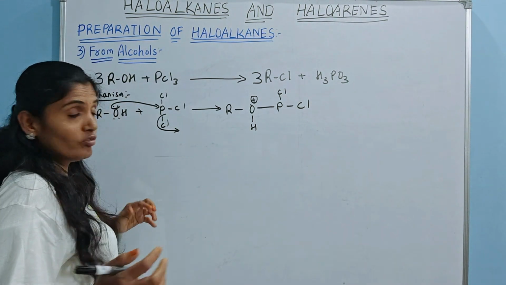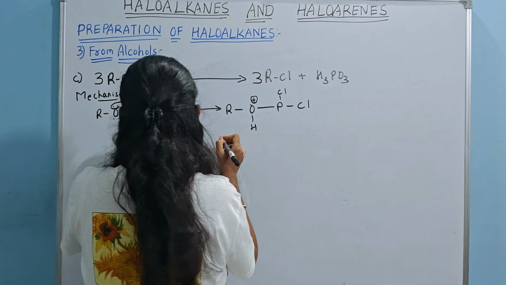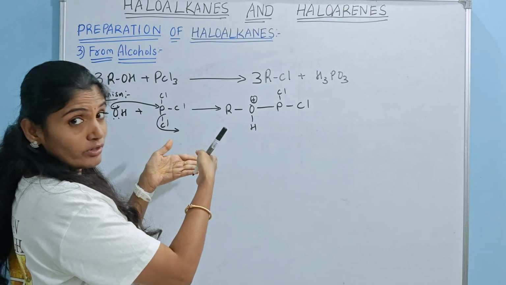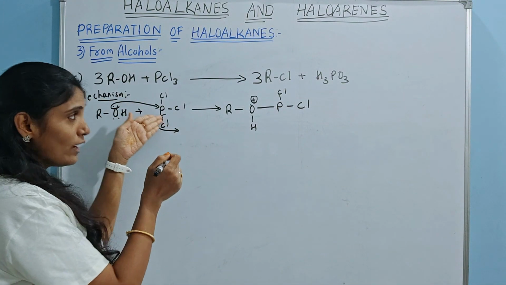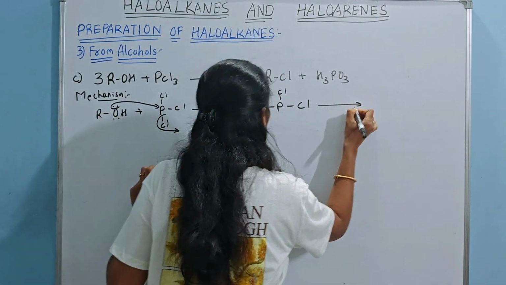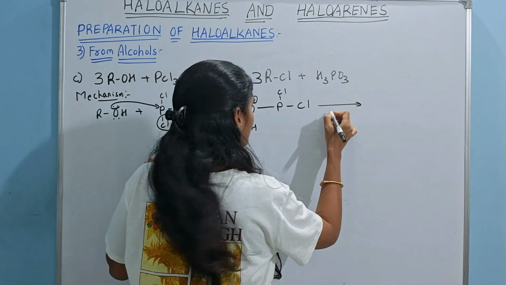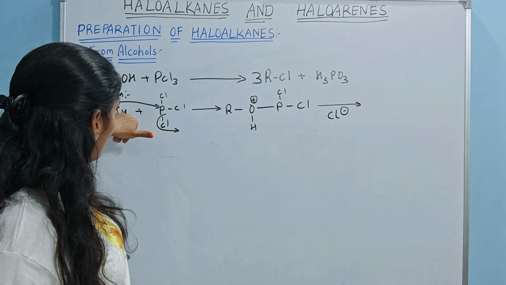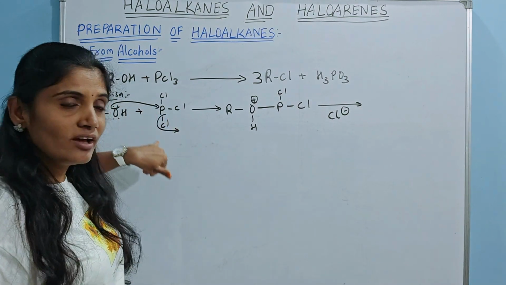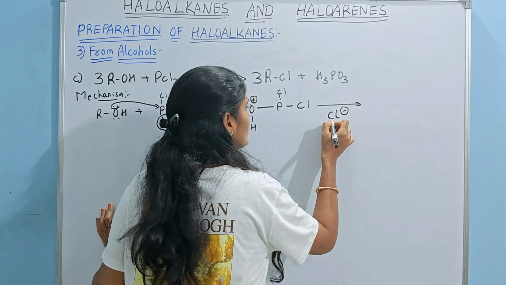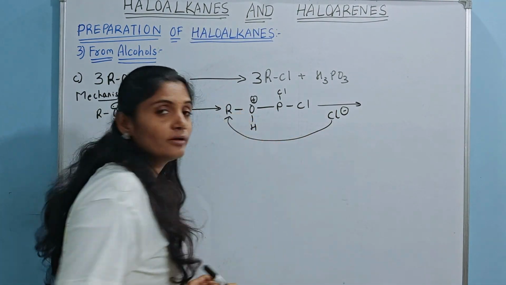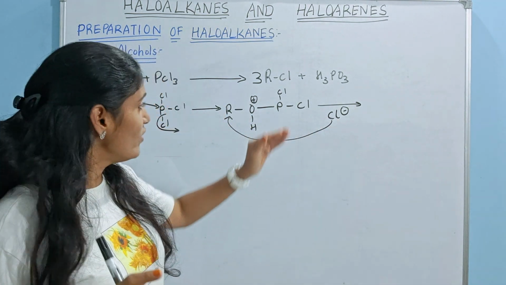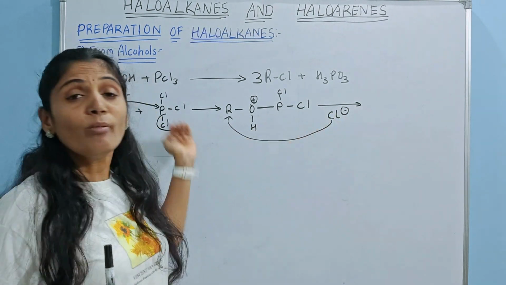So it might be assumed that this Cl minus, which has been lost from phosphorus when the lone pair attacked phosphorus, was there in the reaction mixture, because in this step when the lone pair attacked on phosphorus, the Cl minus came out. So this Cl minus will go and attack on R from the backside, because the nucleophile is attacking from the backside.